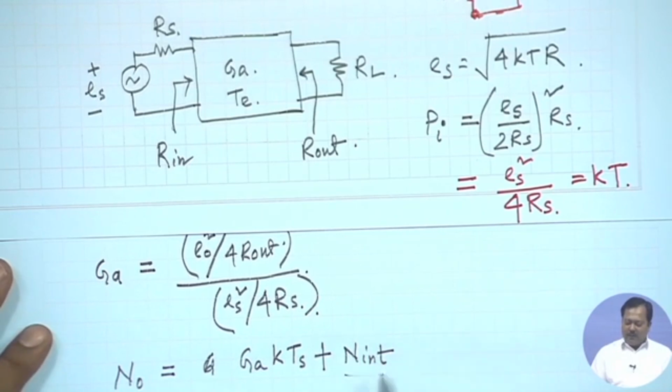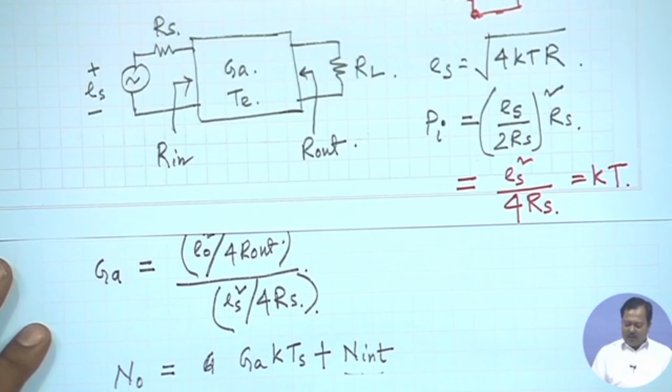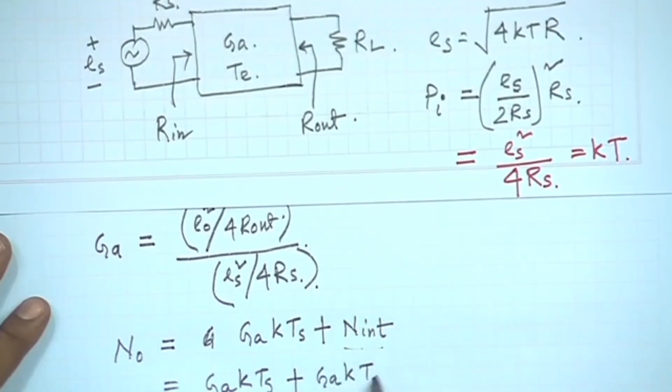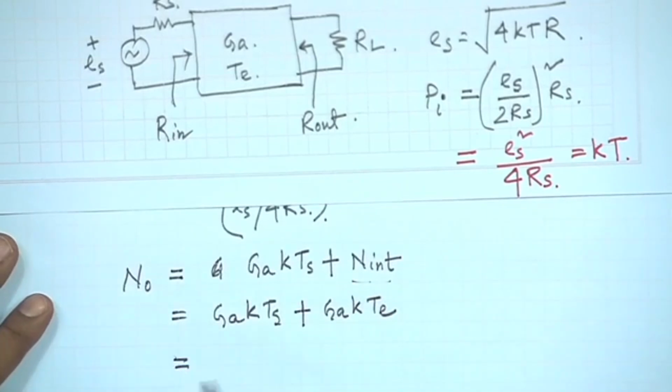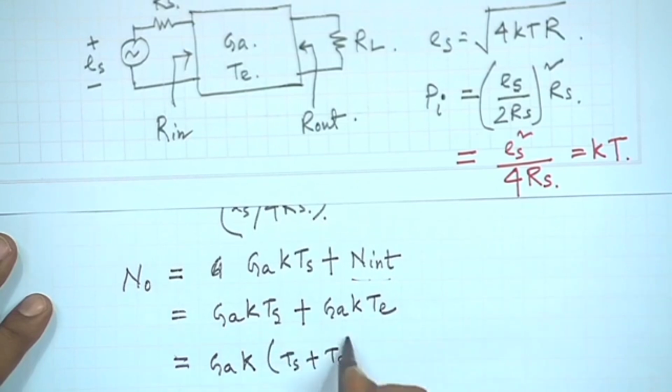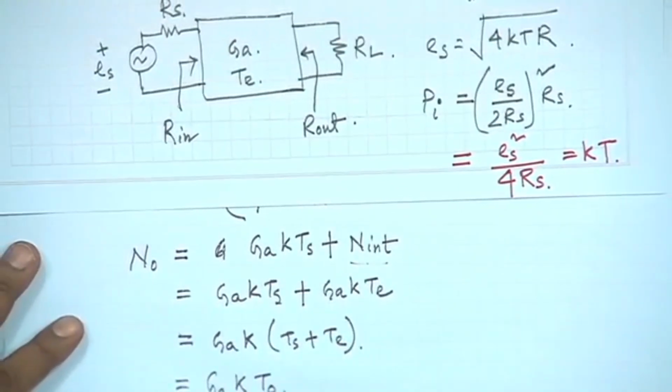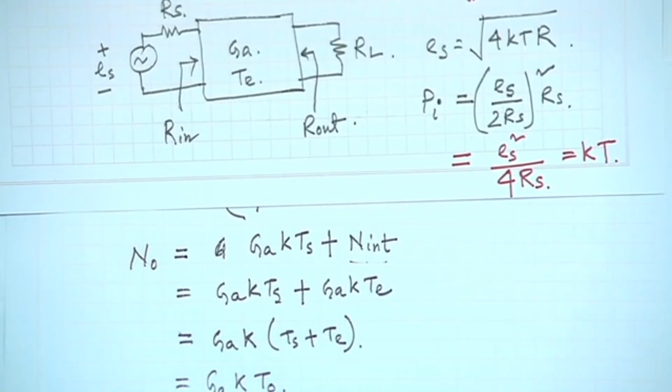This N internal factor we can also express in terms of the effective noise temperature, which is given by Te. So we can also write this as Ga k Ts plus N internal, which is equal to Ga k Te, or this is equal to Ga k (Ts plus Te). Let us represent it by an effective temperature: Ga k T naught. So T naught is called the operating noise temperature.